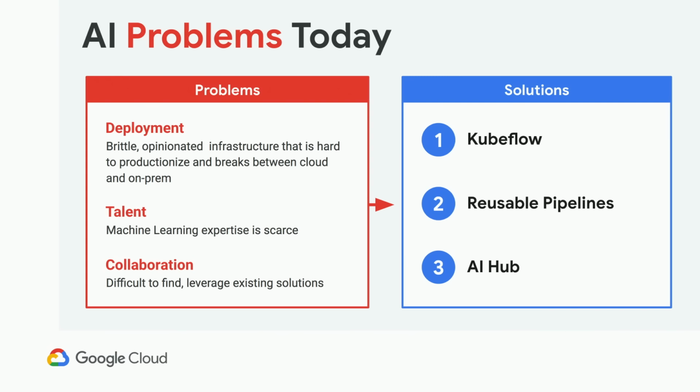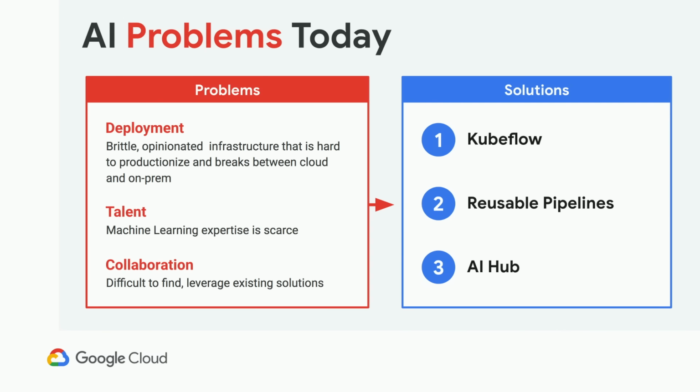The first problem was that of deployment. Today's infrastructure is brittle and opinionated, and the environments change when you go from your laptop to the cluster, and also in today's world, hybrid is a reality. The other big problem is that of talent. It's just really hard to find machine learning experts, and if every machine learning application needs a team of experts, well, that is going to be a severe bottleneck for the successful deployment of machine learning.